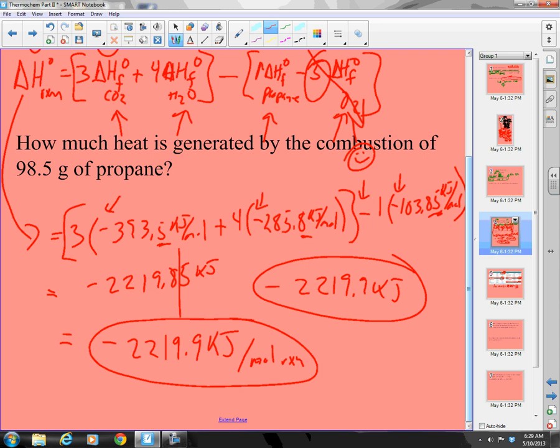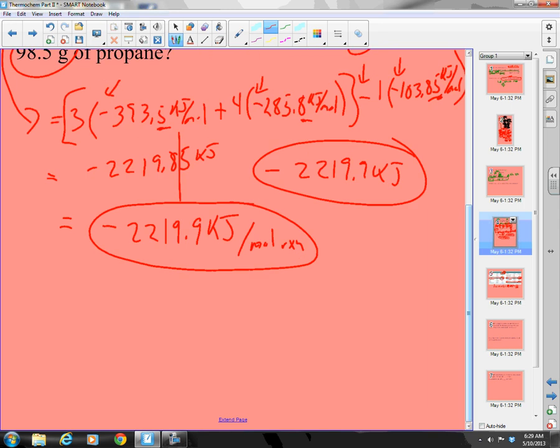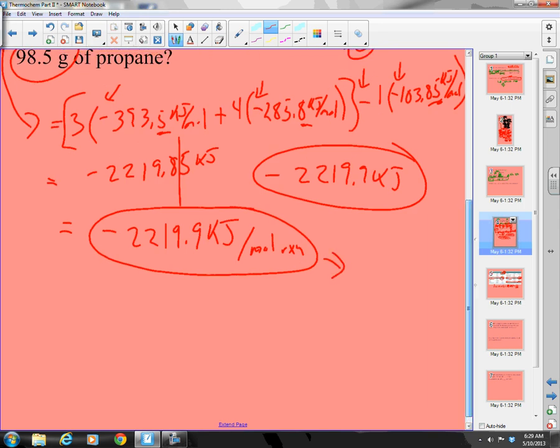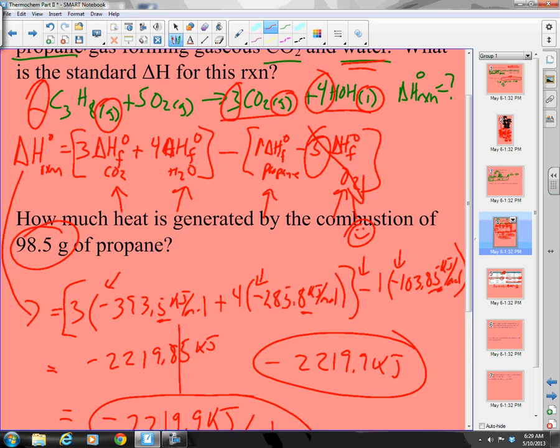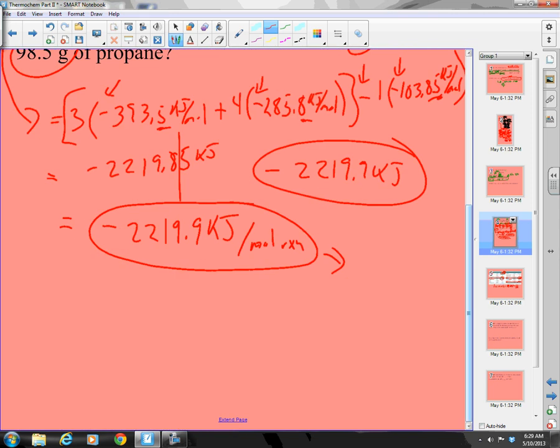Got it? Now, how much heat is generated by the combustion of 98.5 grams of propane? We're going back to our last lesson. We know this is per mole of reaction, and if we relate this to moles of propane, how many moles of propane did we have in that reaction? We had 1 mole of propane, so this is the same as negative 2219.9 kilojoules per mole of propane. Got it?